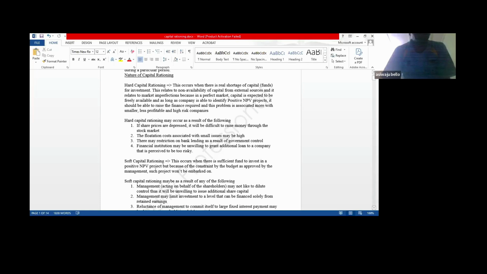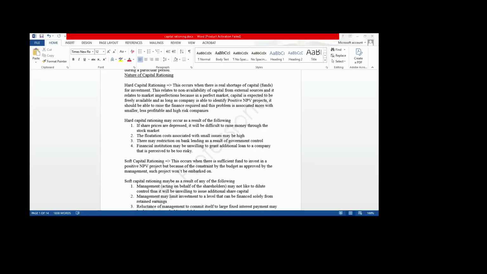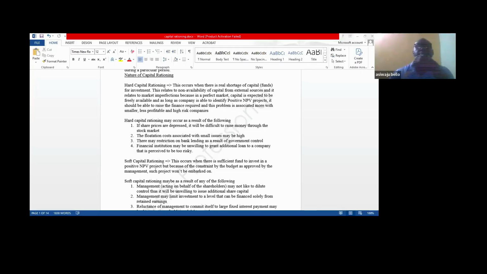Then number 4, financial institution. Let's continue with the discussion. A financial institution may be unwilling to grant additional loan to a company that is perceived to be too risky. That can lead to hard capital rationing.